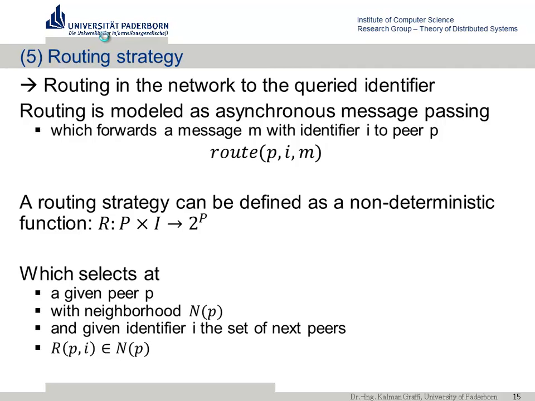Okay, so the routing strategy can be defined as a function which gets a peer and an identifier and gives you a subset of the neighborhood of the peer, which can be the next hop for the query. What it basically does is tell you where to send your next routing message, where to forward it to.